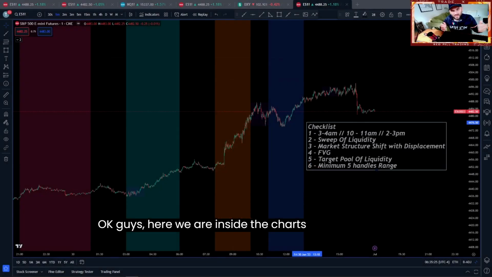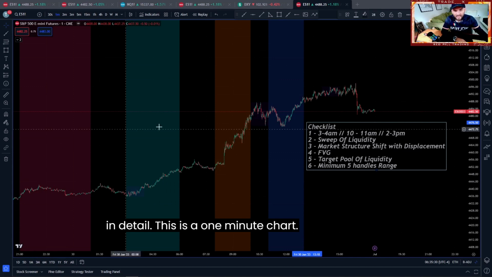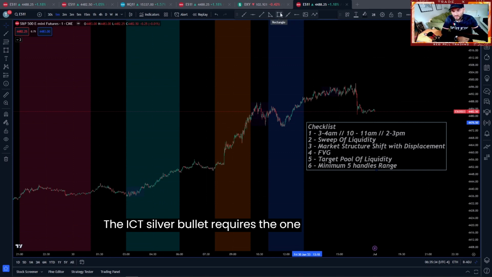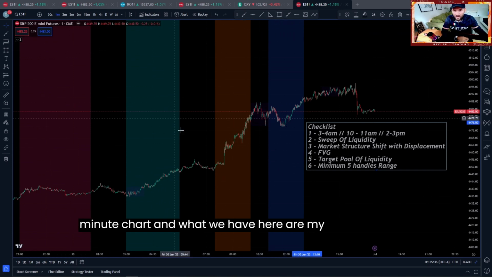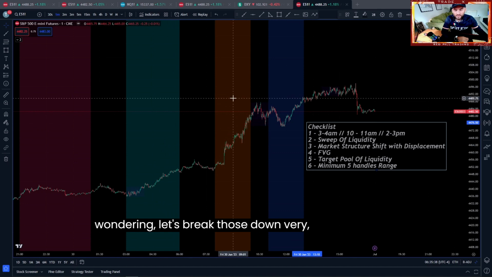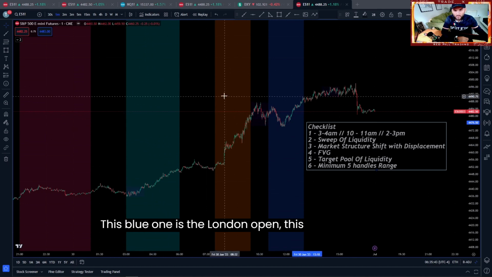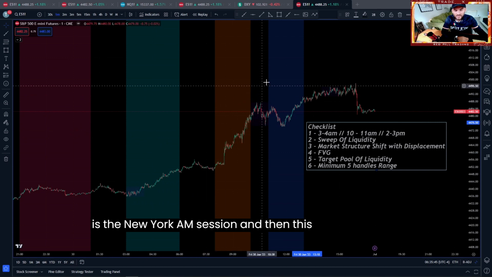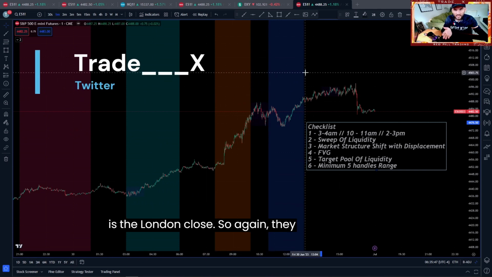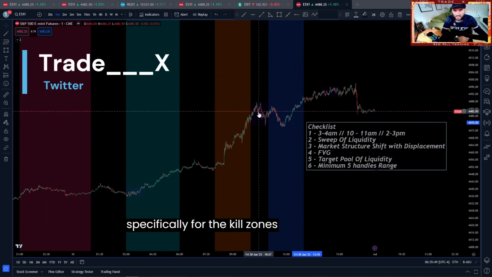Okay guys, here we are inside the charts. You'll find me top right. What we're going to do is go through ICT Silver Bullets in detail. This is a 1 minute chart. The ICT Silver Bullet requires the 1 minute chart. And what we have here are my different kill zones. So if you're wondering, let's break those down very, very briefly, and then we'll get into it. This blue one is the London Open. This is the New York AM session, and then this is the London close. So again, they are specifically the kill zones.